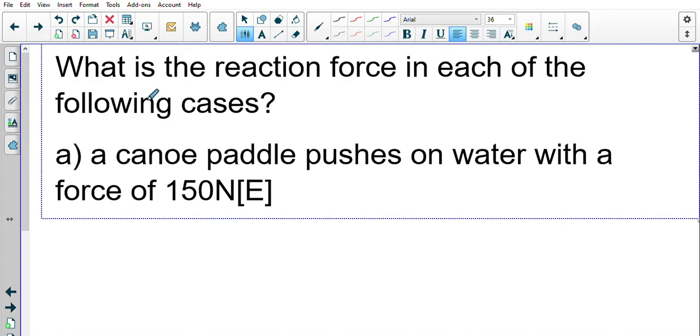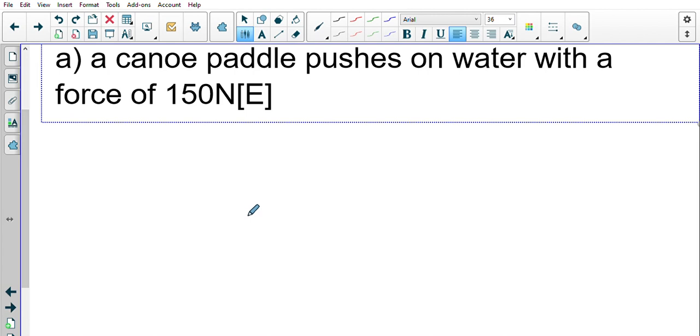All right. So there were some questions with F equals ma, the second law. Here's some questions. This corresponds to question number 1 in the review that you're going to be doing today. What we're being asked is, what is the reaction force in each of the following cases? Well, a canoe paddle pushes on water with a force of 150 newtons east.